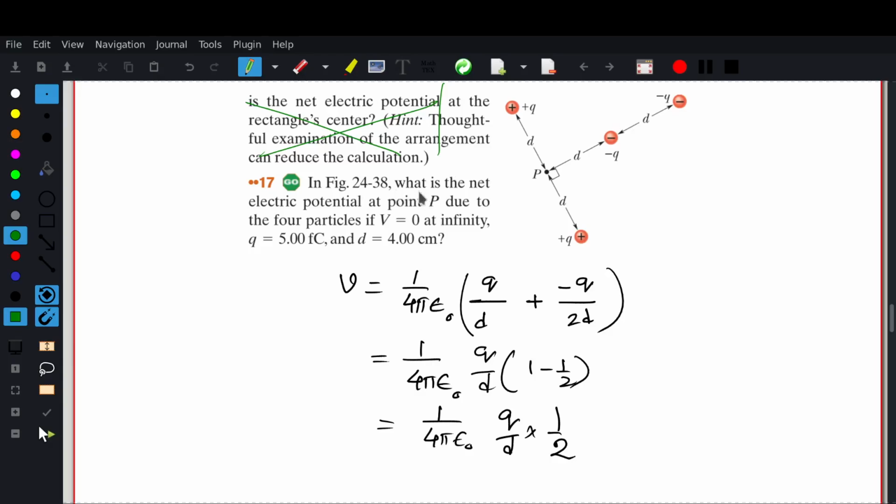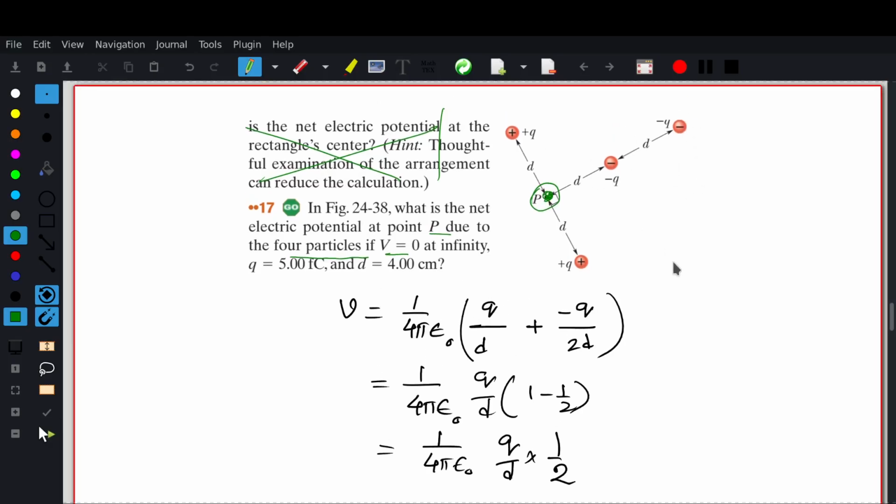Okay, so what is the net electric field at point P due to the 4 particles if V is equal to 0 at infinity? We are being asked to calculate the potential at this point P. First of all, we'll again look at these equidistant particles, so this plus q, minus q and plus q, so the resultant will be just plus q. So for this part, we will consider only this q by d. This is the only single charge that contributes to the potential.